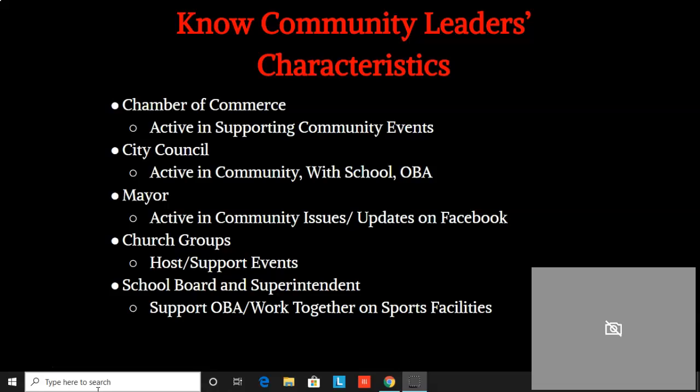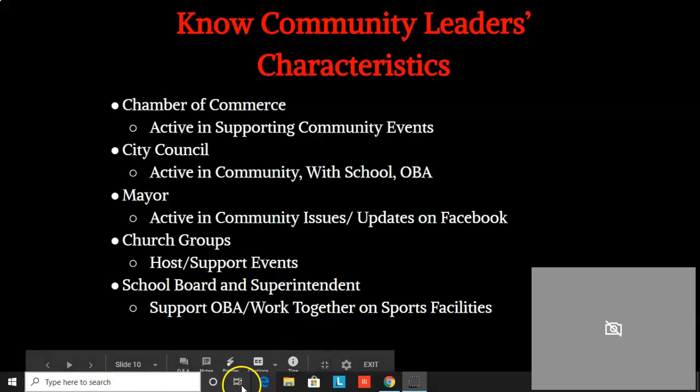Again, the church groups around are very supportive. They host sometimes. Sometimes they support events. And then our school board and superintendent, again, they're very supportive of the school and the community, especially of the OBA. They work really well together on providing basketball gyms when it's needed for tournaments and practice. They also are really good about working and splitting some funds for baseball and softball season.